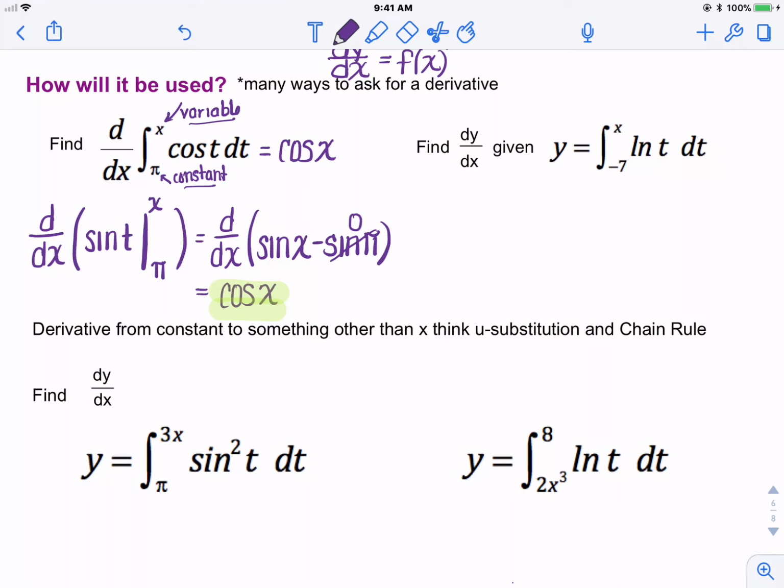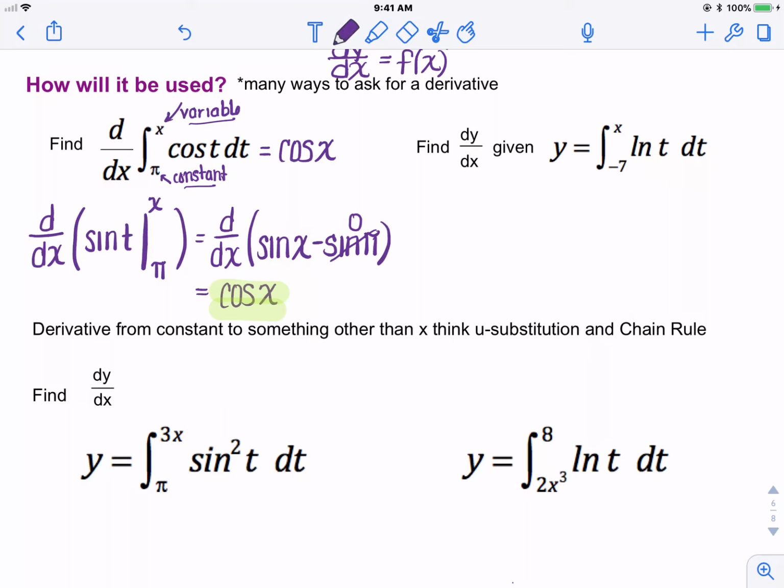So let's try the next one. Again, we need to be taking the derivative of an integral for this theorem part to kick in. We need to be taking it from a constant to a single term variable. Now, you'd say, I don't know what the antiderivative of ln of t is.